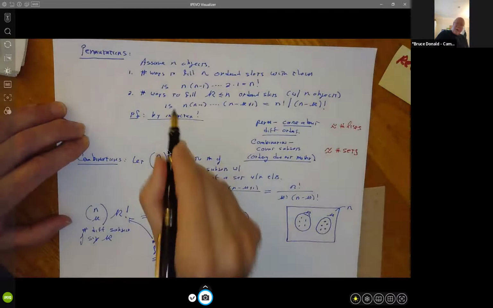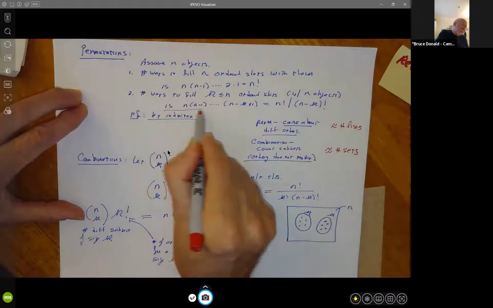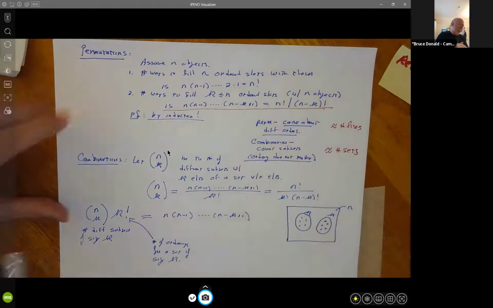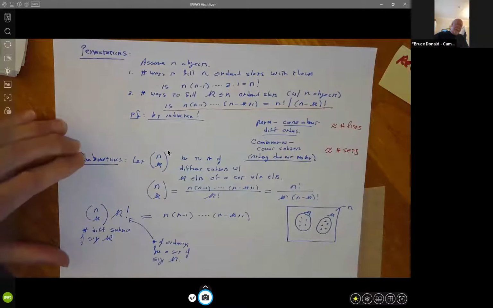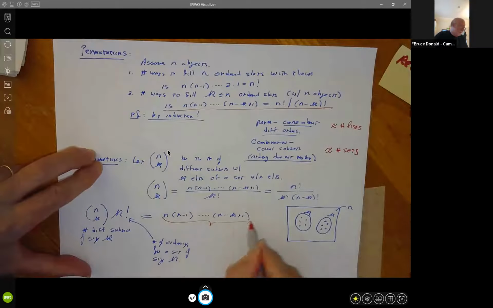Why? Well, to see that, look at our derivation here. Because this beast here is the number of ways to fill k, which is less than n, ordered slots.